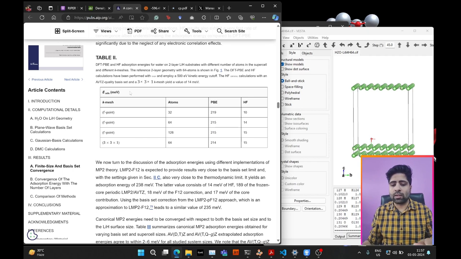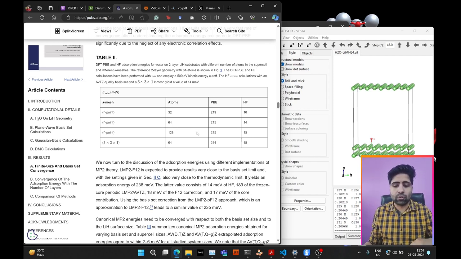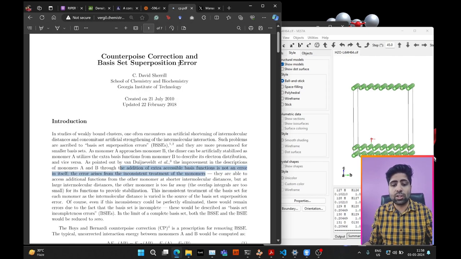Now, you don't need to worry about the signs here, since I got a negative sign because I followed a different convention, as I already mentioned in my previous tutorial. And in the convention followed in this particular paper, a positive value is equivalent to a negative value. So ignore the signs for the moment, but the magnitudes being different is the real problem. And in my previous tutorial, I mentioned that this difference was due to something called the basis set superposition error.